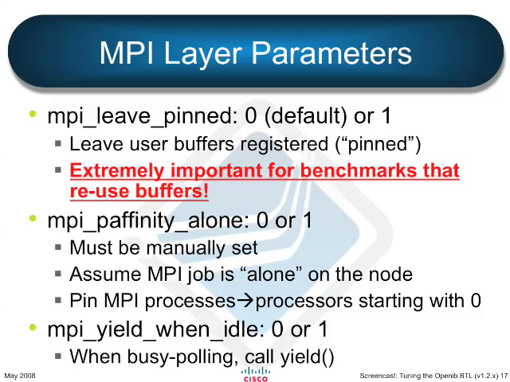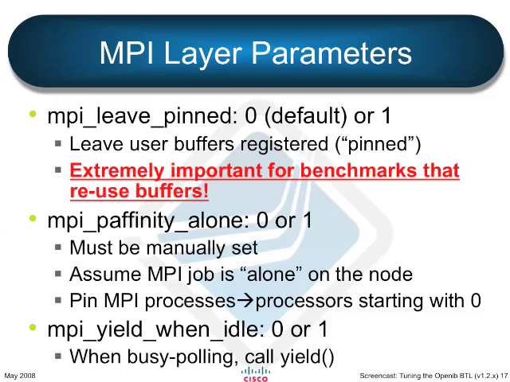MPI affinity alone: the 1.2 series has some very rudimentary controls for processor affinity. You must manually turn this on from 0 to 1. It defaults to 0. You can set it to 1, and this tells OpenMPI that it can assume that it's completely alone on the node where it's running, so there are no other MPI jobs running. And so what OpenMPI will do is start pinning MPI processes to processors starting with processor 0. So you can say, okay, I've got 4 MPI processes running on this host, so OpenMPI will pin them to processors 0, 1, 2, and 3.